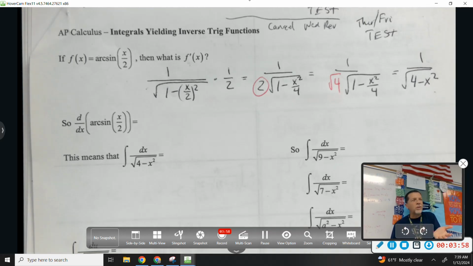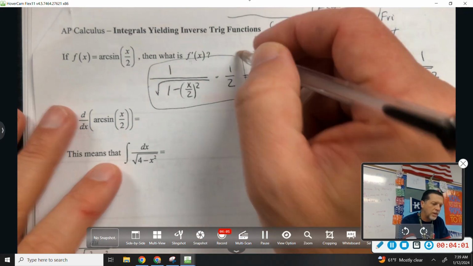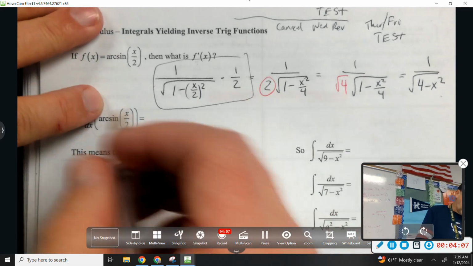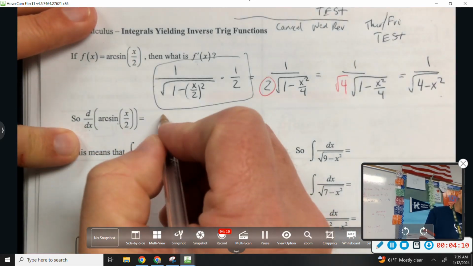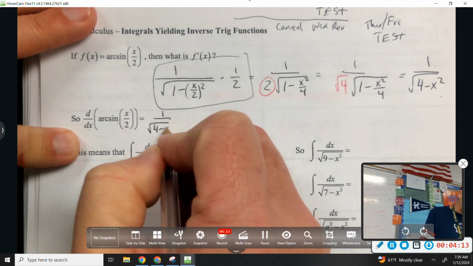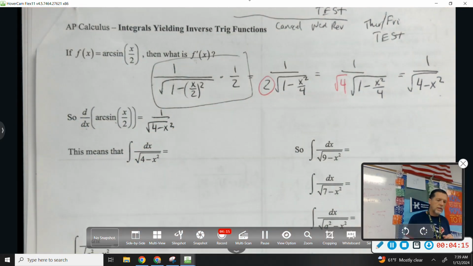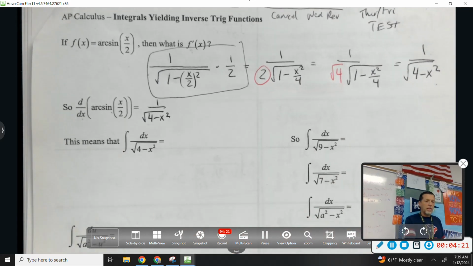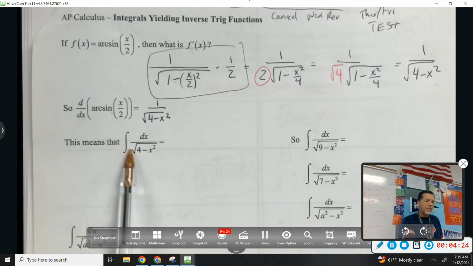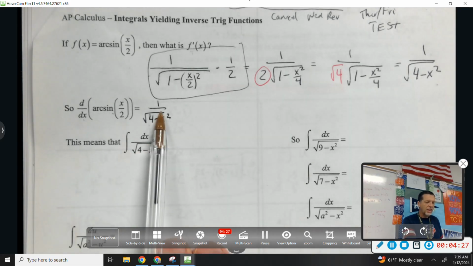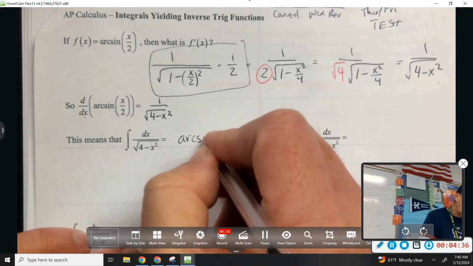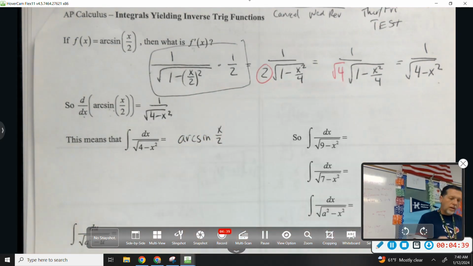Again, on your own, you wouldn't do that. Like, if you asked for the derivative, you'd stop here and be like, thanks, I'm good. But let's back up. So the derivative of the arcsine of x over 2 is 1 over square root of 4 minus x squared. That's the answer to what we just did without all the steps thrown in there. This means that the antiderivative of that thing, well, if the derivative of this gives me this, then if I antiderivative that, I get back to arcsine of x over 2 plus c.